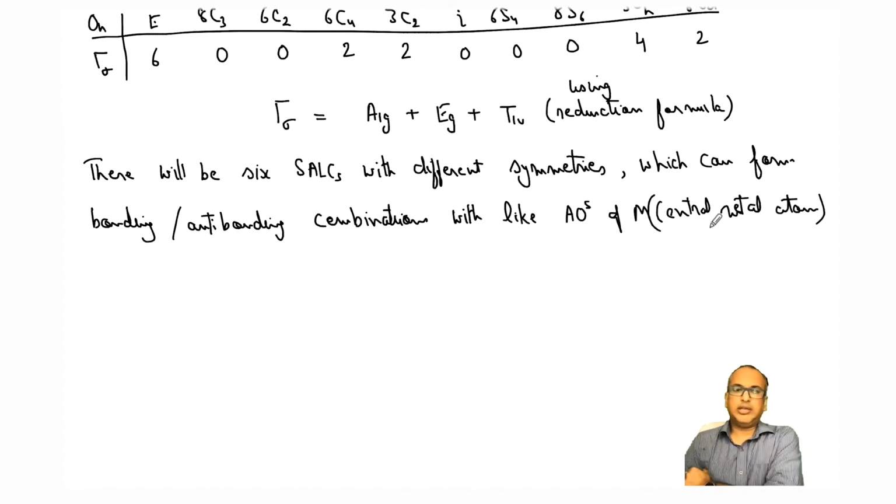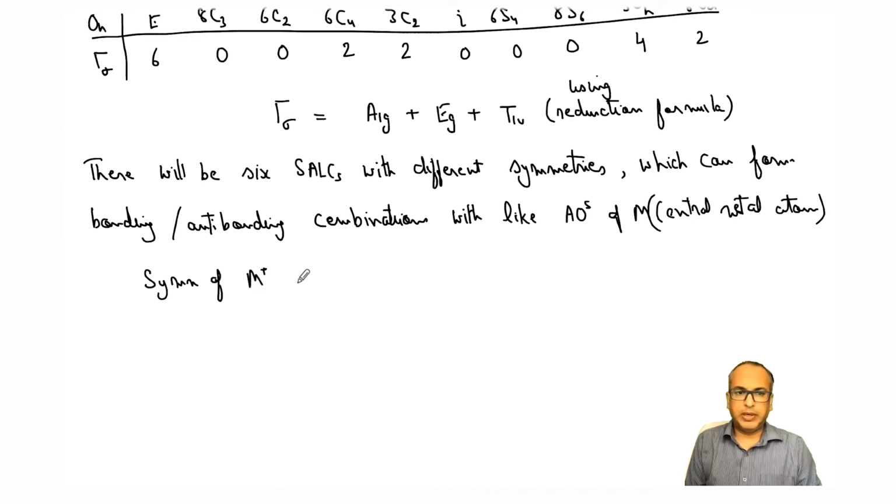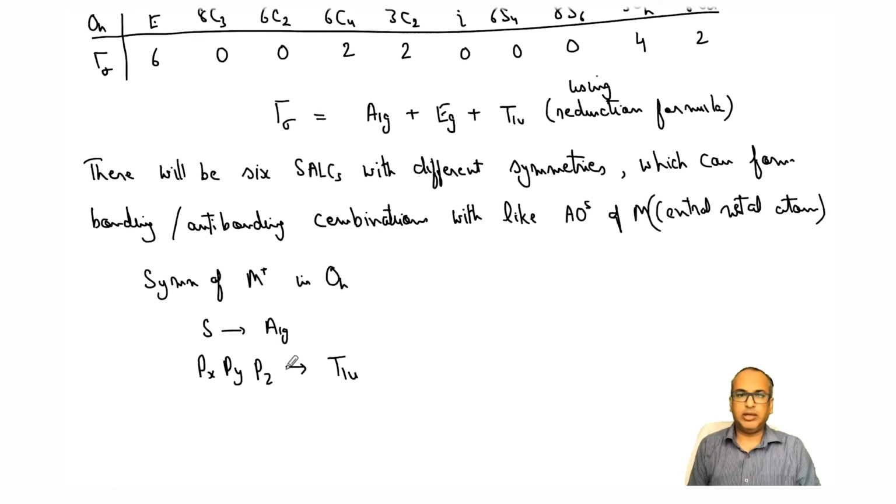So what are the central metal atom symmetries under Oh? We can write down the symmetry of M in Oh. We can say that s transforms as A1g, so we have a matching over here. Then px, py, pz transform as T1u, so we have another matching over here. So this set of SALCs can match with px, py, pz.